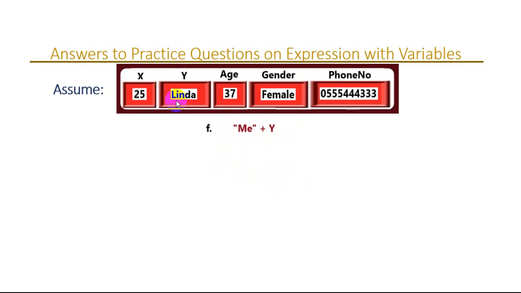So let's substitute the Y with the contents of the Y, which is Linda. So basically Y means this: within double quotes, "Linda". That's exactly what it means. Why double quotes? Because this is an alphanumeric constant. So we have to add "ME" plus. So we put that ME within double quotes and a plus. So this is a concatenation. We are now concatenating ME and the word Linda. So the result of that will be ME and Linda.